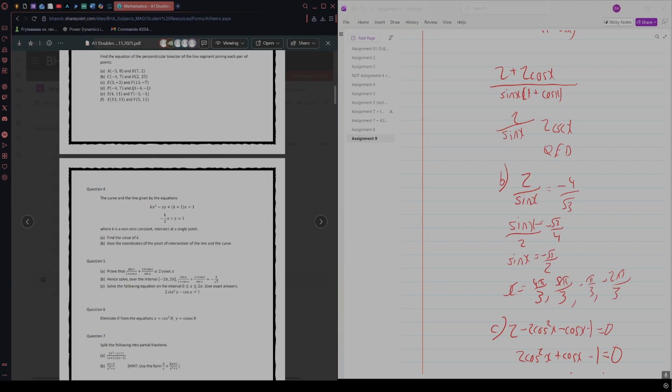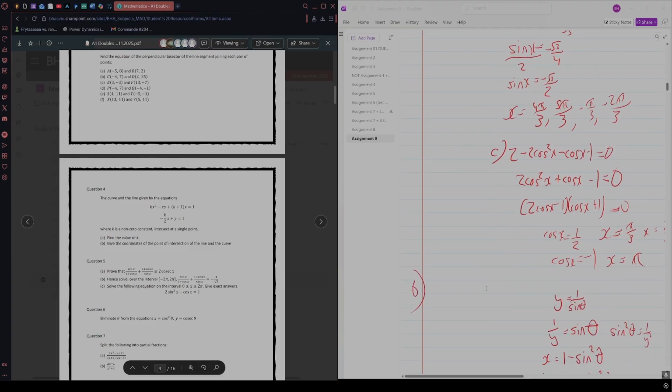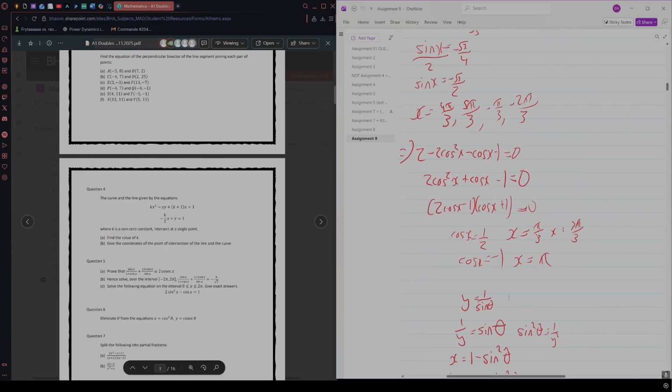Part C is just asking you to solve this random equation. You just turn the sine squared into 1 minus cos squared. Some classic GCSE further maths question. You get these answers.